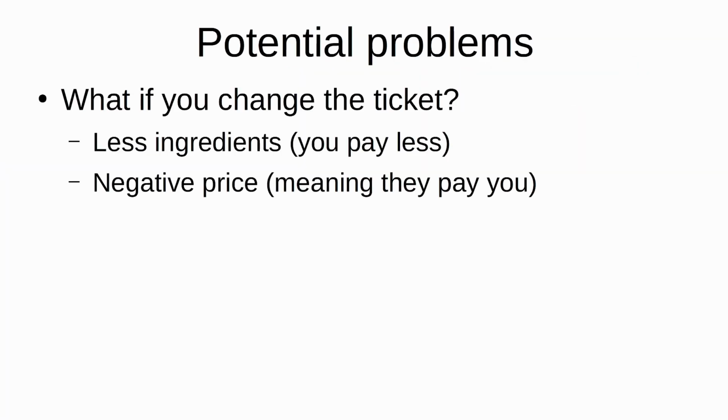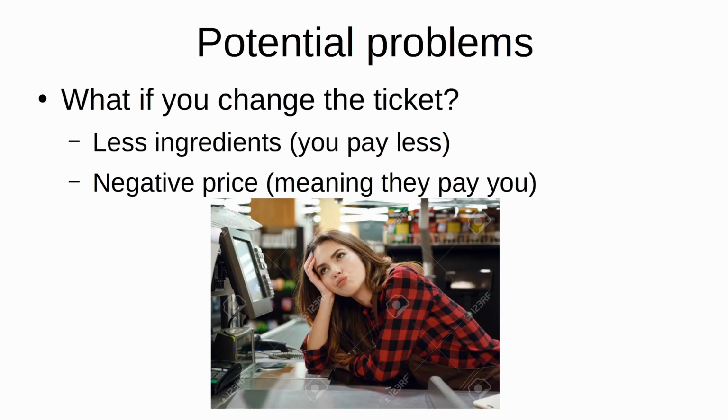Well, what if you change the ticket? For example, you remove ingredients, then you pay less. Maybe you say, instead of 5 pounds of meat, this is 3 pounds of meat. Or what about a negative price or a negative amount of pounds? It's -5 pounds, you pay me. Well, if you have a cashier who's a normal human being, they'll say, no, that doesn't make sense. But if you have somebody who's super checked out and not paying attention, like this woman in this picture, or a computer, which is actually very stupid and will do whatever you tell it to, you have to be careful.